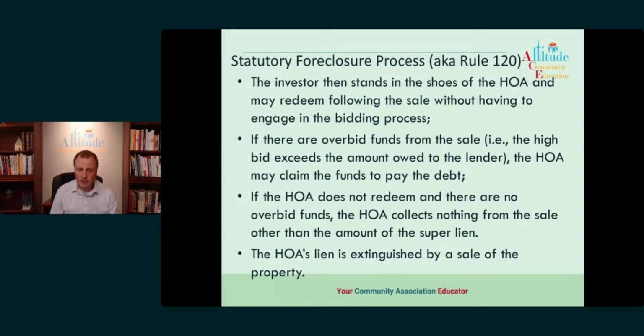As we're talking about, the investor stands in the shoes of the HOA, so they can redeem the property from the sale, and that way they don't have to engage in the bidding process. If there are overbid funds from the sale, so it's a PT sale, there's overbid. We're a junior lien holder in the overbid in this scenario, so the association has the ability to request those overbid funds.